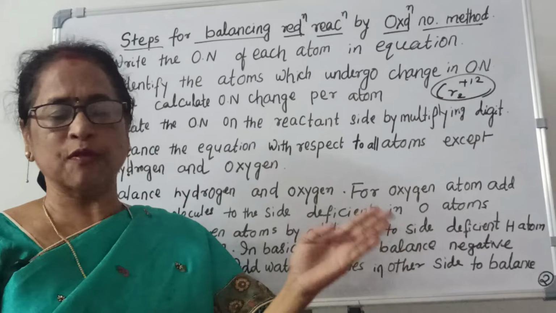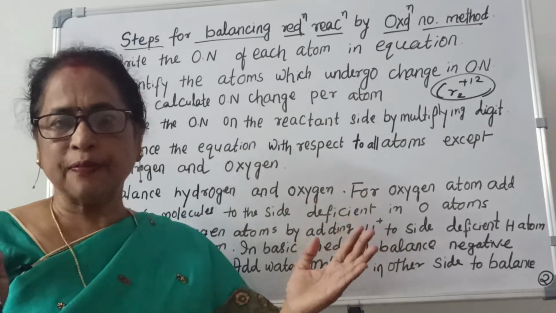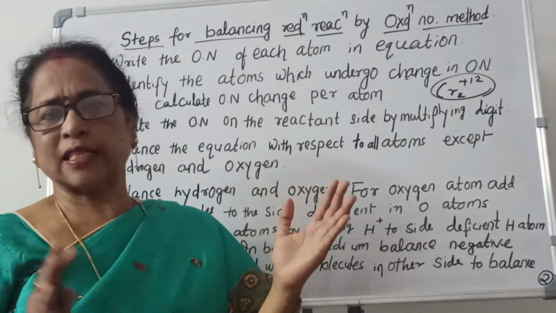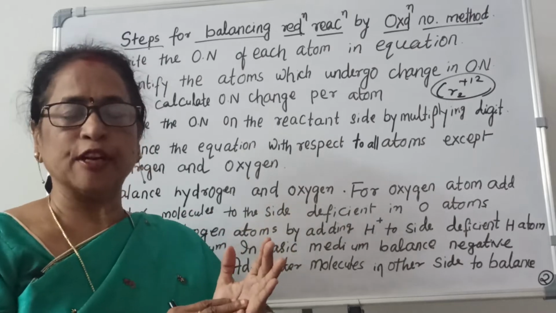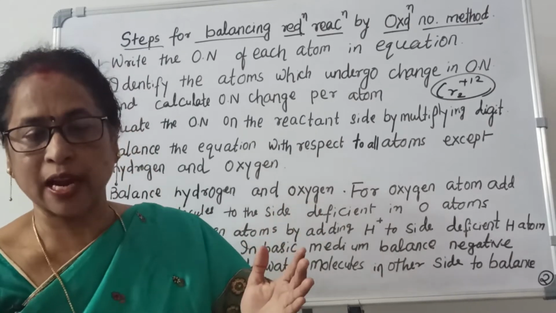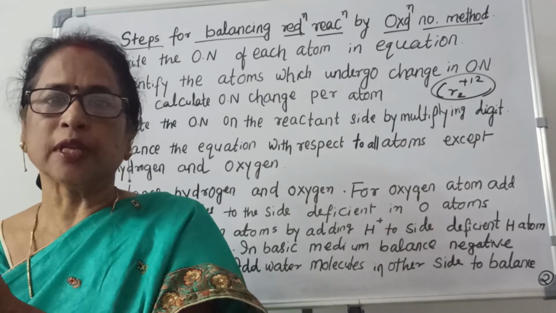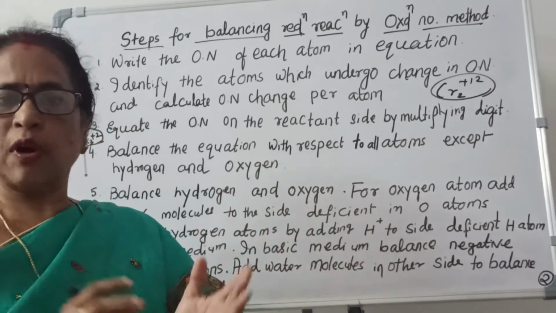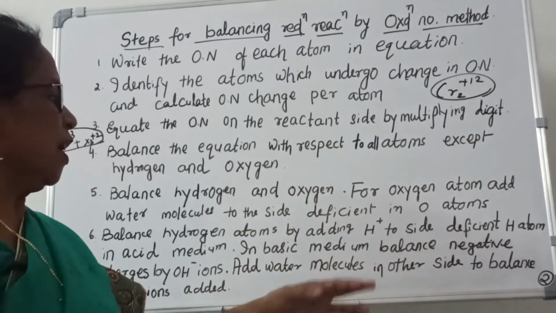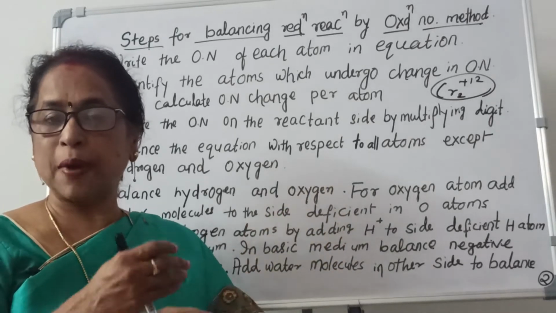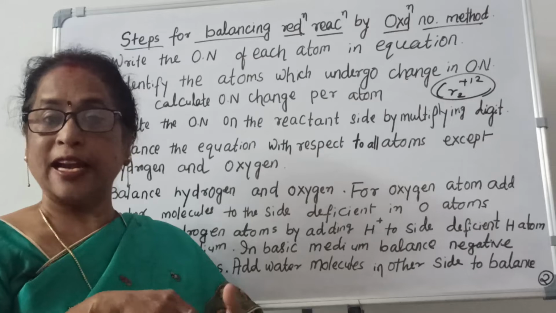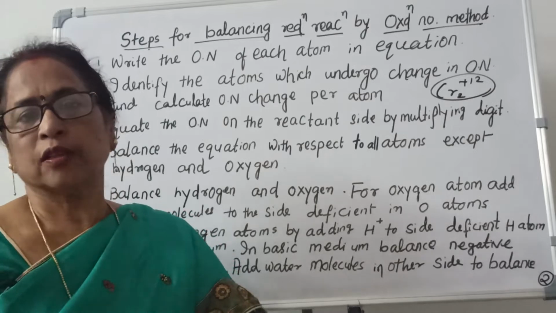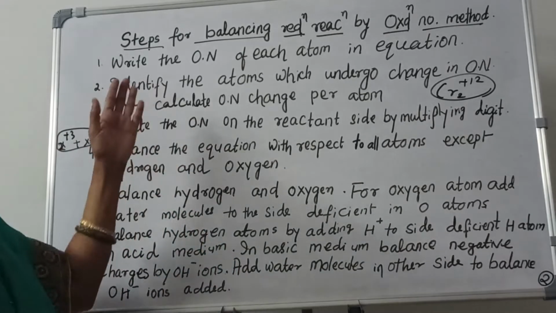That means there are two sides, reactant side and product side. If the reactant side is deficient in oxygen, then add water to the product side. If in acid medium the left side is deficient in hydrogen, then add H plus ions to the right side, the product side. Similarly, in basic medium, on either the reactant or product side, you check that the charge should be balanced by OH minus ions, and after adding OH minus, that should be balanced by water molecules on the other side. So these are the steps.